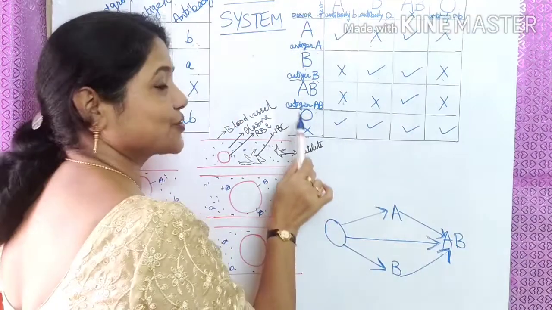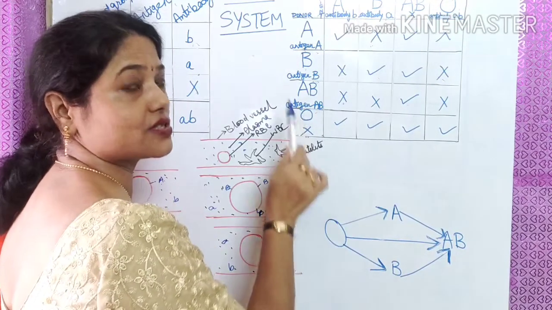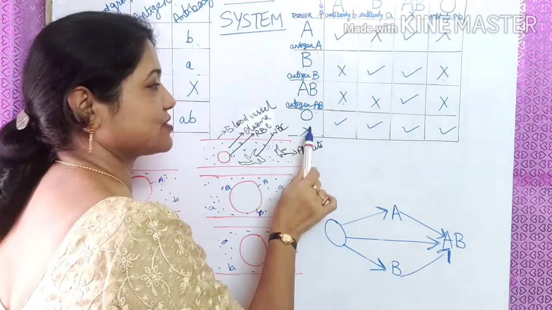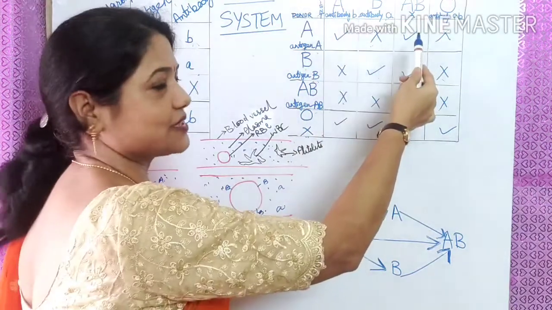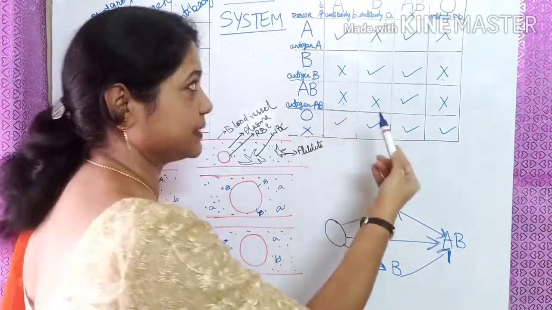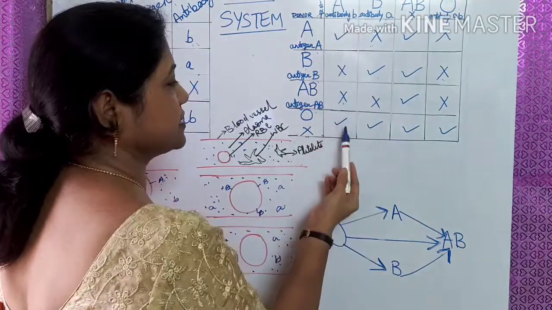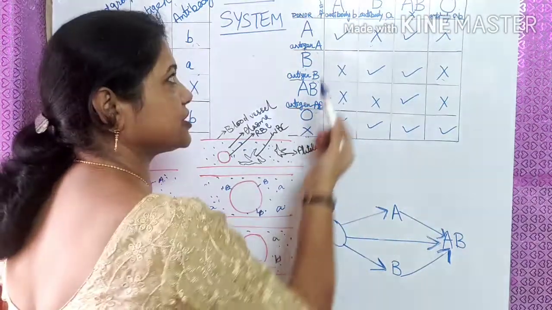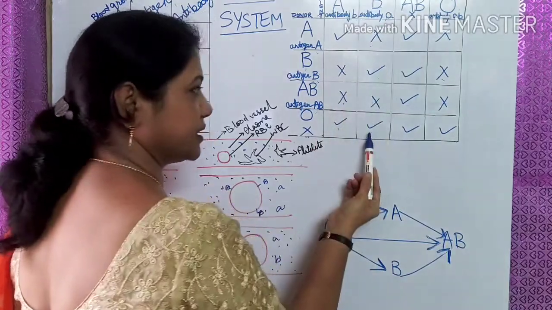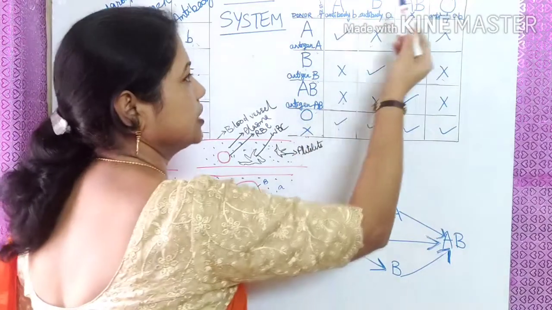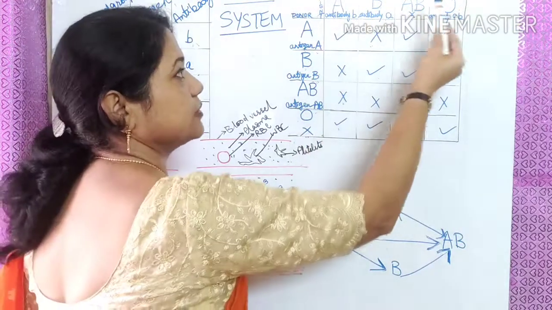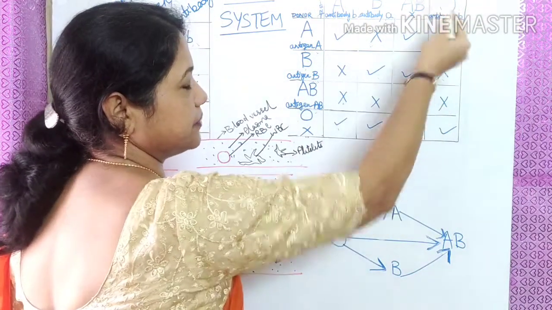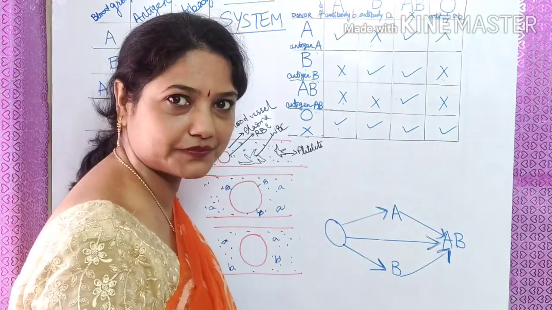Next is blood group O where there is no antigen. Where there is no antigen, definitely whatever antibody is present, the blood can be given. Antibody B is present, so blood can be given. No antigen, antibody A is present, blood can be given. No antigen, and here no antibody, blood can be given. No antigen, both antibody AB are there in blood group O, blood can be given.